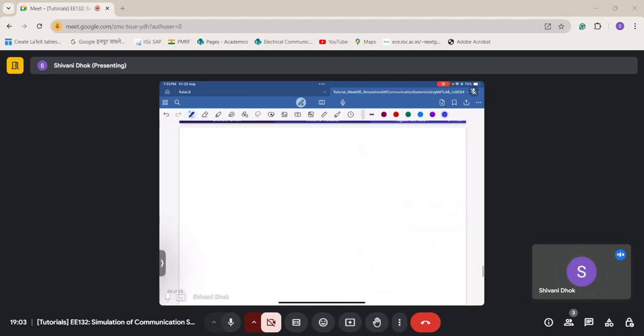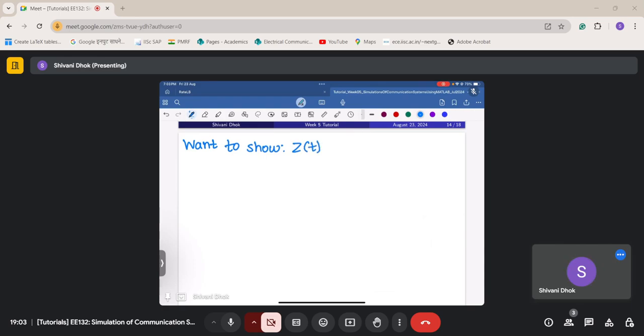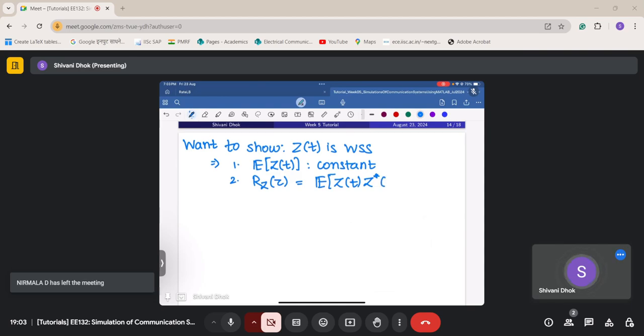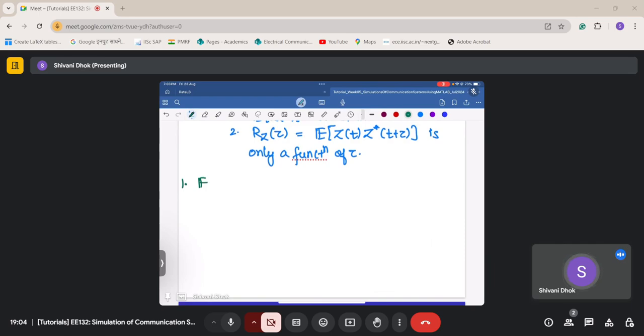Now we need to show that z t is wide sense stationary, which means that first, show expectation of z t is constant, and then show Rz of tau, which is expectation of z t into z conjugate of t plus tau, is only a function of tau. Okay, so let's start with the first one, that is expectation of z t.